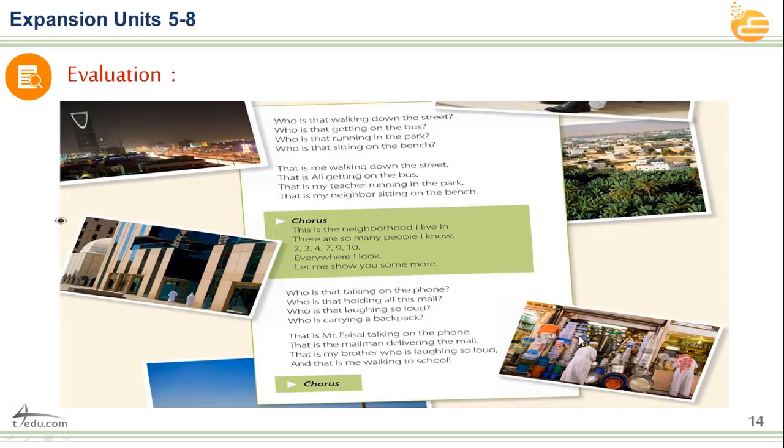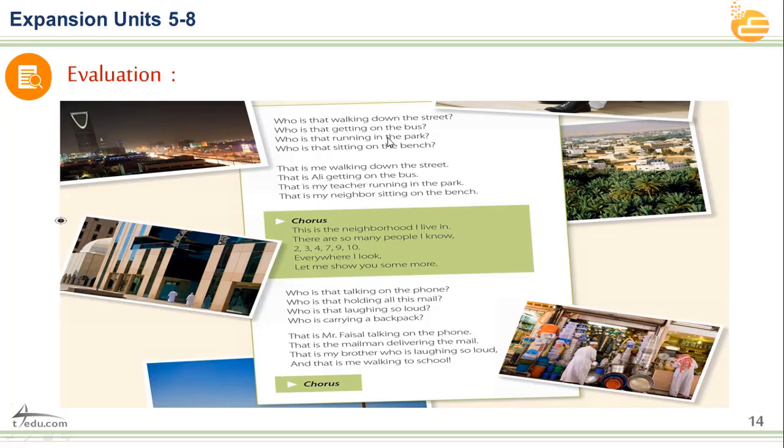Here we have a bazaar or shopping. Here we have a palm tree, something like that. Okay, who is that walking down on the street? The answer, that is me walking down on the street. Who's that getting on the bus? That is Ali getting on the bus.